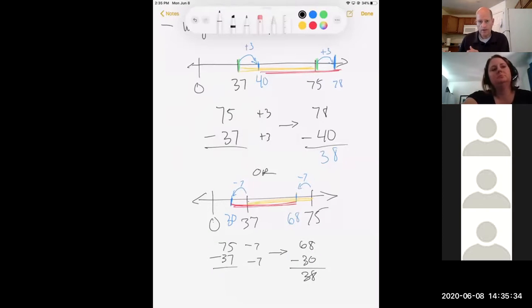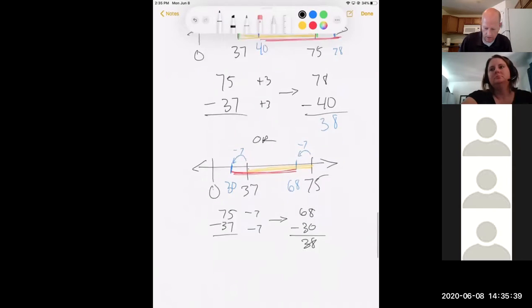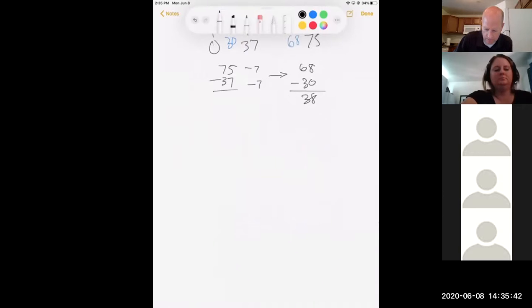You can take away from two numbers, or you can add to both numbers, and you'll make the problem easier. You can do subtraction that way.